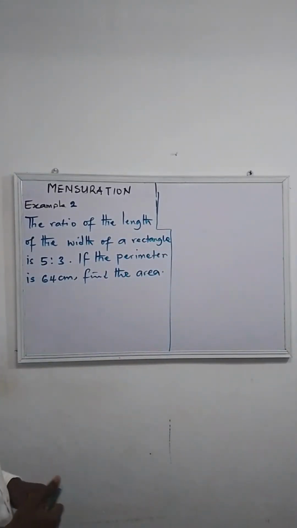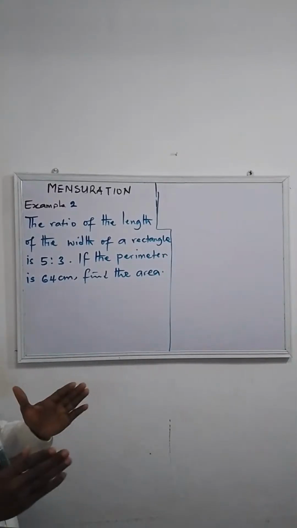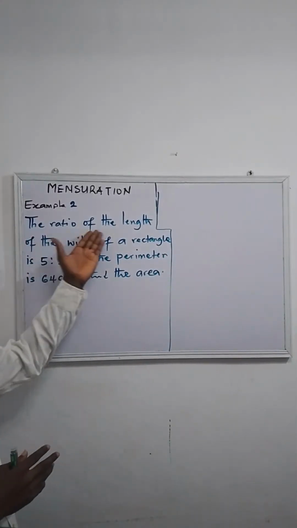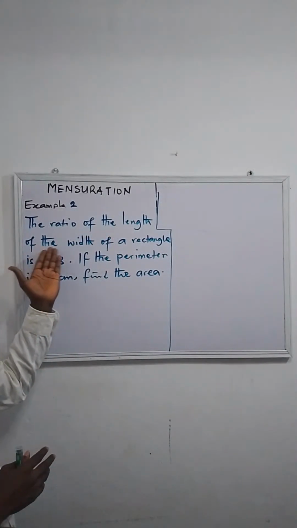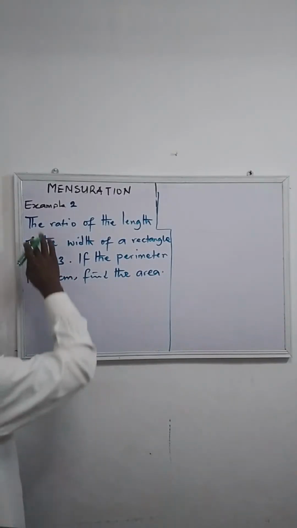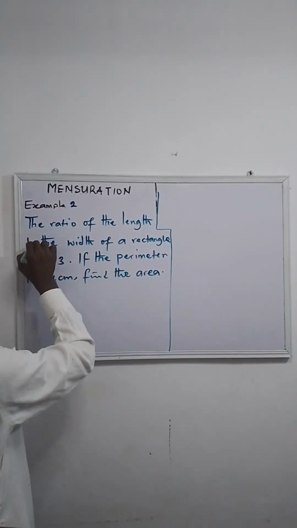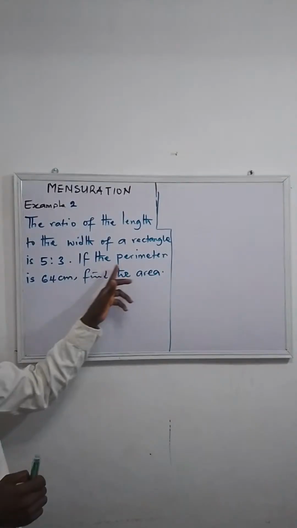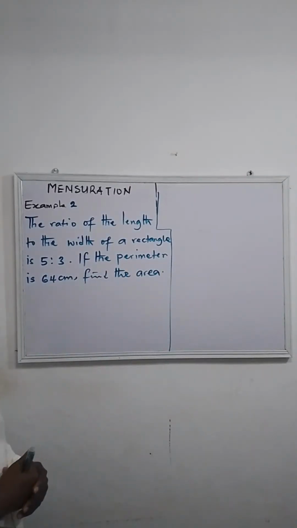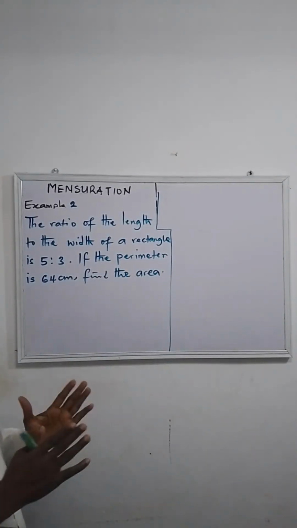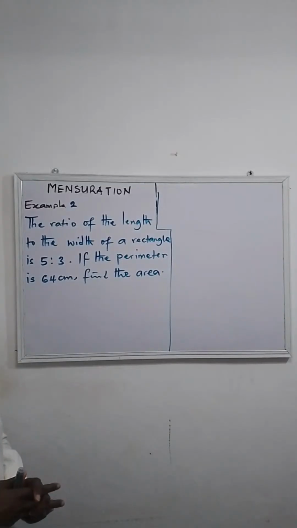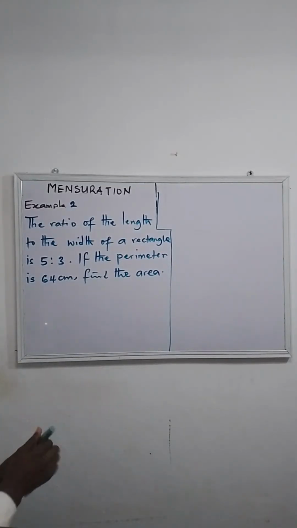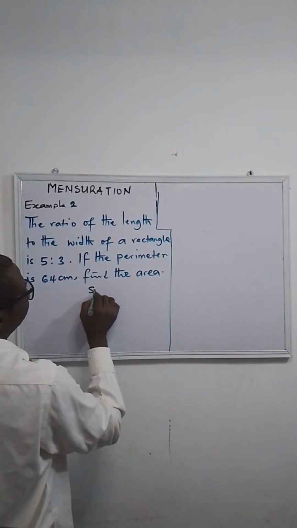Yes. Now the ratio of the length to the width of a rectangle is 5 to 3. So now if the perimeter is 64 centimeters, find the area. Okay. Now, how do we solve this problem?